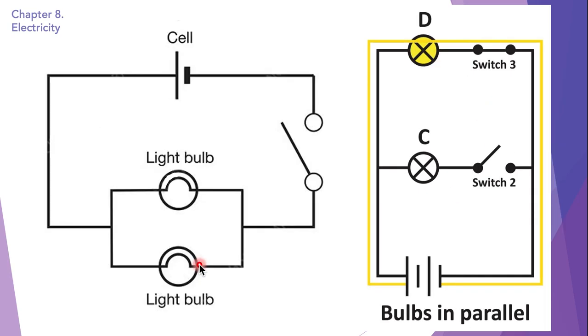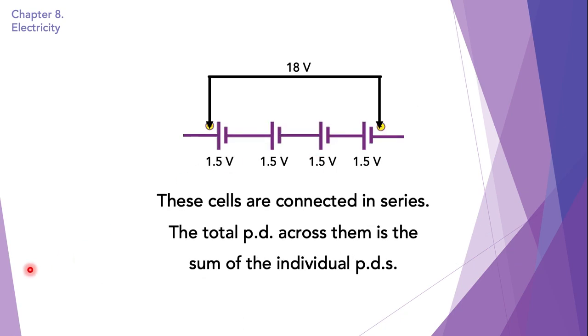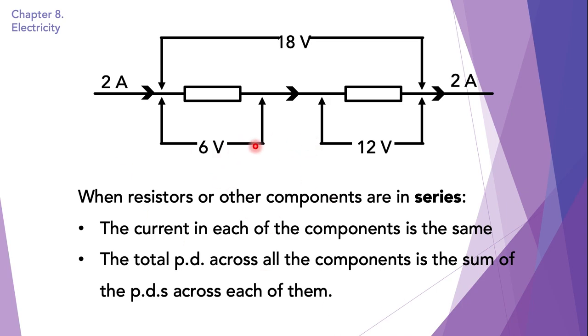So here we have the resistors or any other component in series. In this series we can see that the 18 volts is distributed to both of these resistors, because this resistor has a resistance of 3 ohms and this one a resistance of 6 ohms. So 12 volts is given to this one and 6 volts is given to this one. So basically the total potential difference is distributed to both of them.